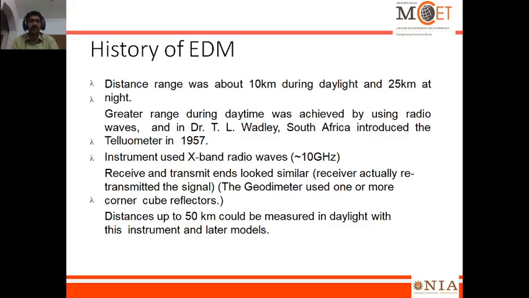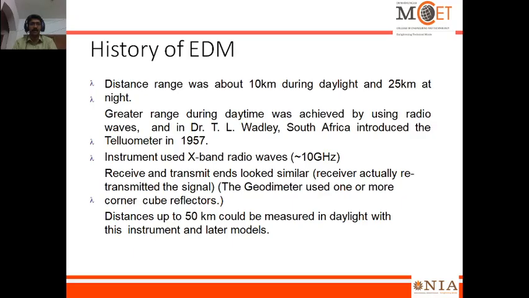Distance range was about 10 km during daylight and 25 km at night. Why is it higher at night? Compared to the night, sunlight becomes predominant in the daytime. At night, the infrared can be detected very easily. So this is the advantage of these EDM equipments. Greater range during daytime was achieved by using radio waves.